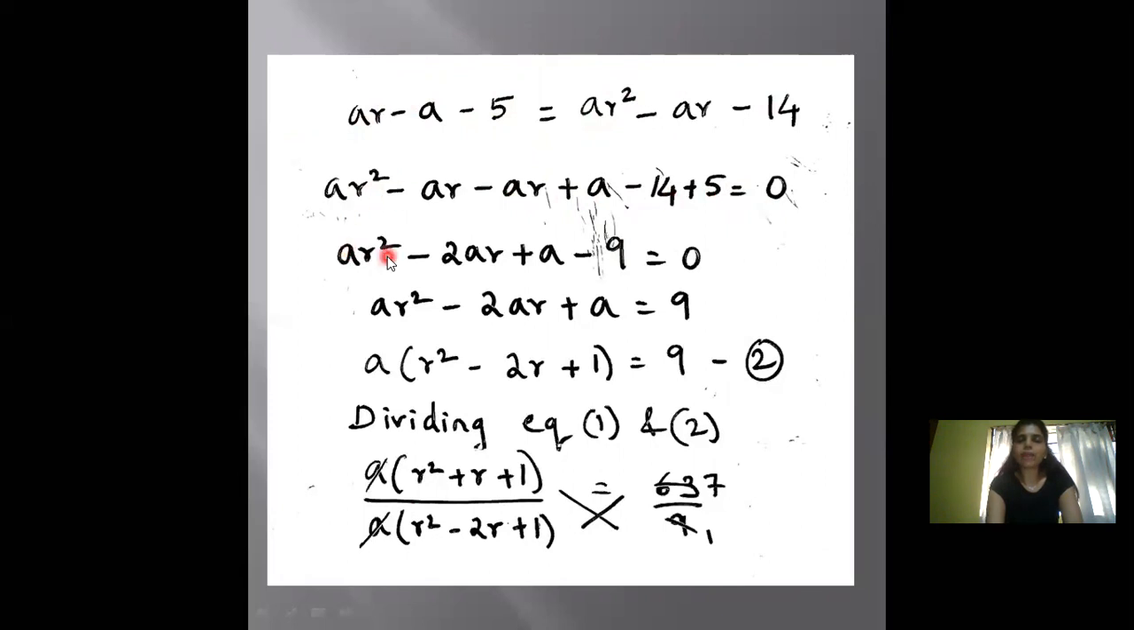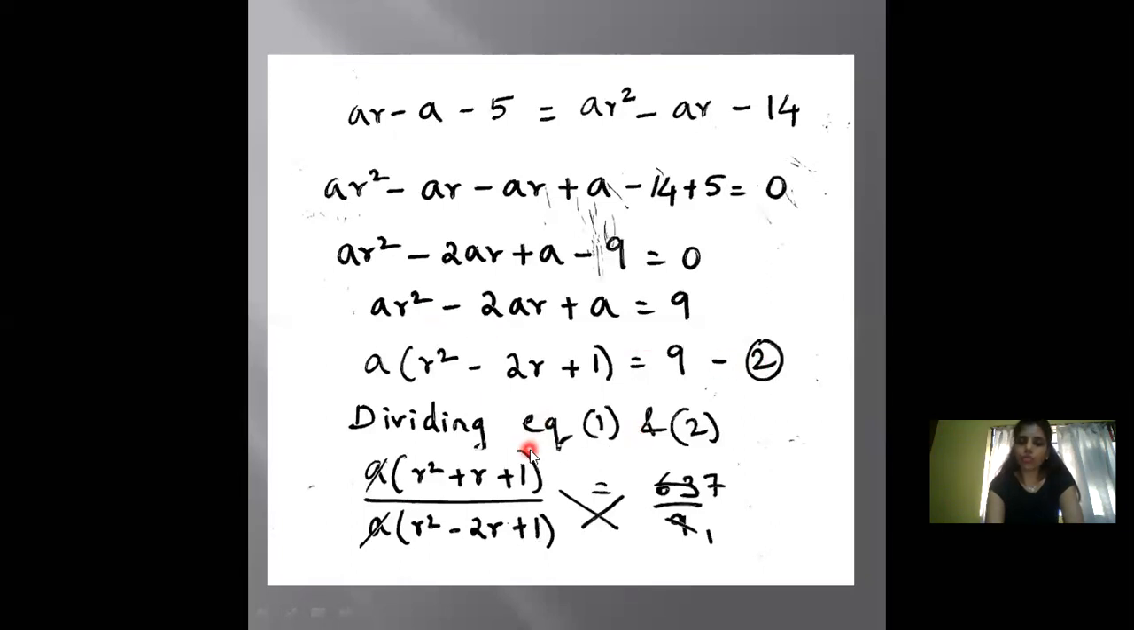So AR square minus AR and minus AR becomes minus 2AR, plus A, minus 14 plus 5 becomes minus 9, is equal to 0. So I keep this as AR square minus 2AR plus A, and this minus 9, when it goes to the other side, it becomes 9. Now I pull out A common, as you can see A is common throughout. So when I pull A out, in the bracket I get R square minus 2R plus 1 is equal to 9. Okay. So now this is equation 2.